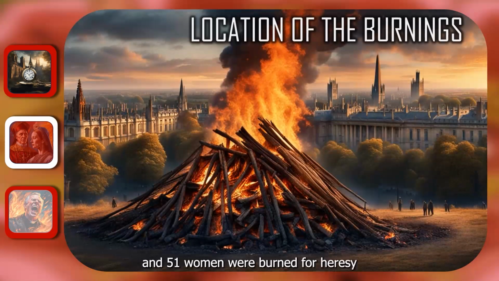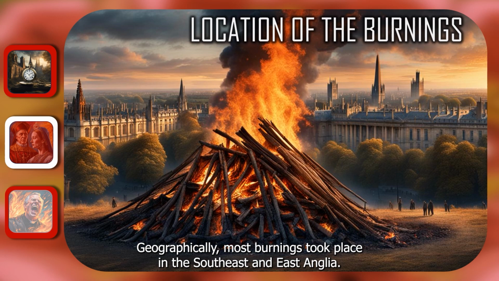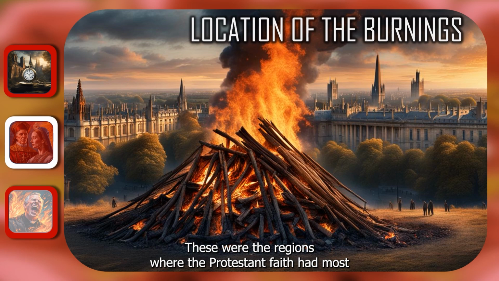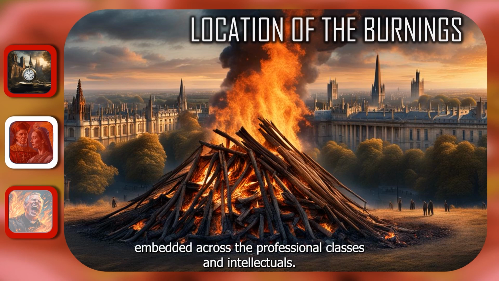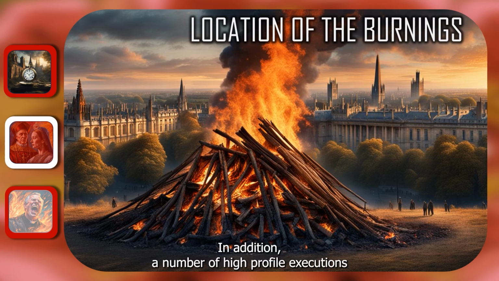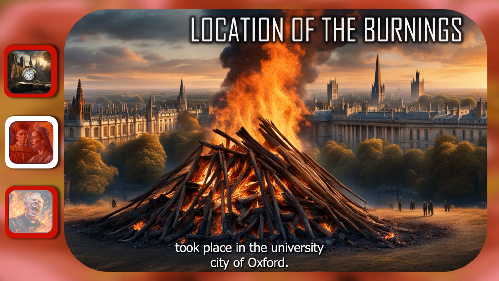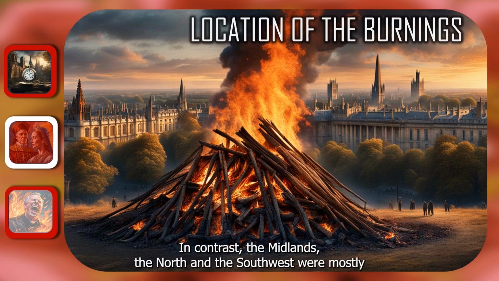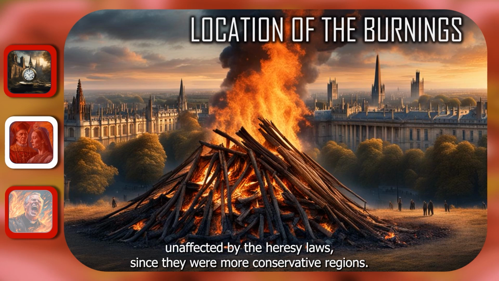229 men and 51 women were burnt for heresy over the course of the next 3 years. Geographically, most burnings took place in the South East and East Anglia. These were the regions where the Protestant faith had most embedded across the professional classes and intellectuals. In addition, a number of high-profile executions took place in the university city of Oxford. In contrast, the Midlands, the North and the Southwest were mostly unaffected by the heresy laws since they were more conservative regions.